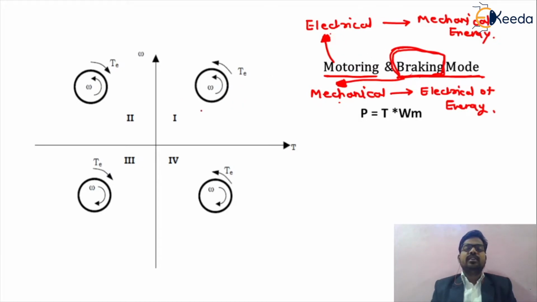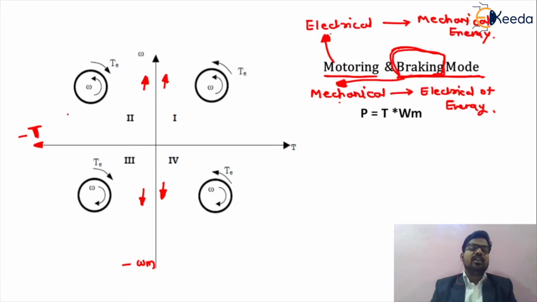So friends, here we have the direction of speed that is positive, this will be the positive speed, and this will be the negative direction of speed. This will be the torque in positive direction, and this will be the torque in negative direction.